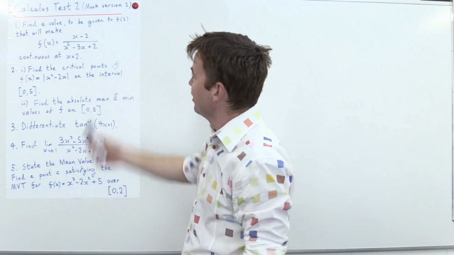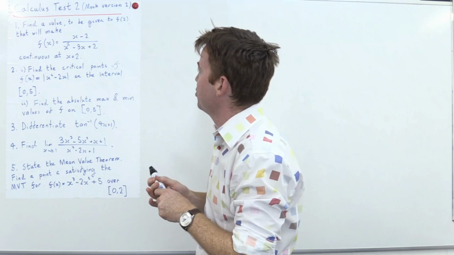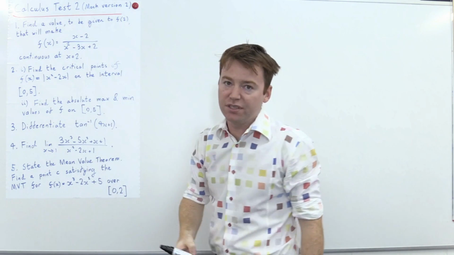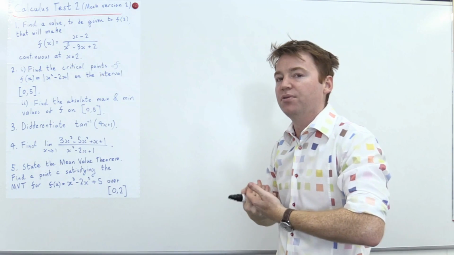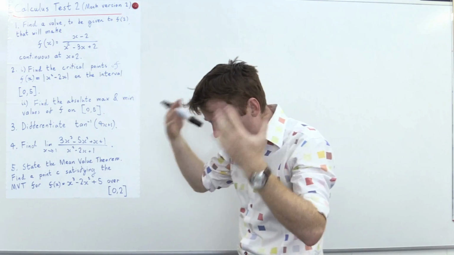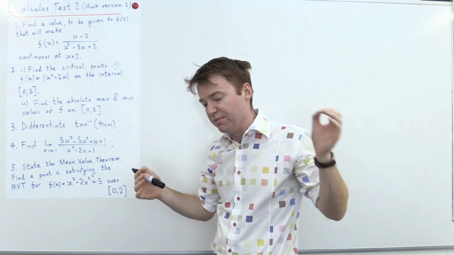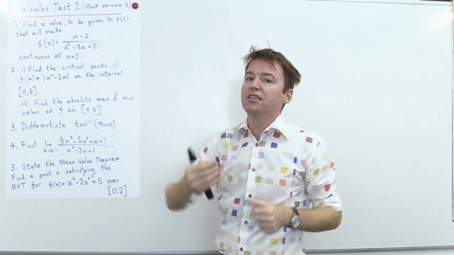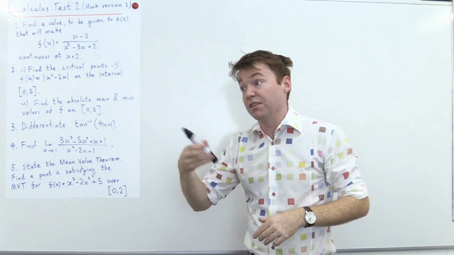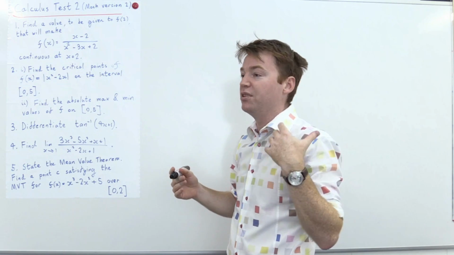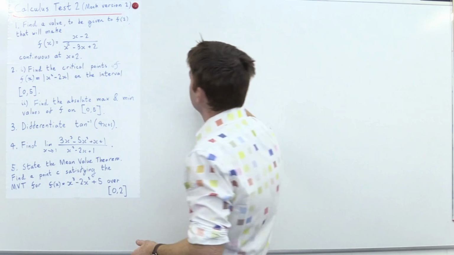Question 1. Find the value to be given to f of 2 that will make this function continuous at 2. Okay, so let us remind ourselves what the definition of continuity is. Just quickly, it means the limit from the left is equal to the limit from the right, which is equal to the function value at that point. So maybe I'll just put that down to show the marker that I know what's going on.